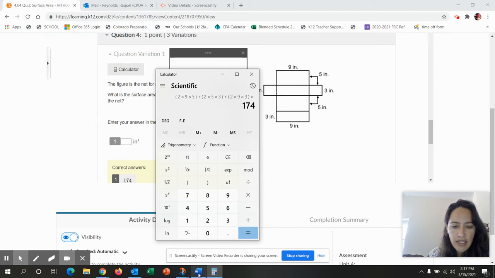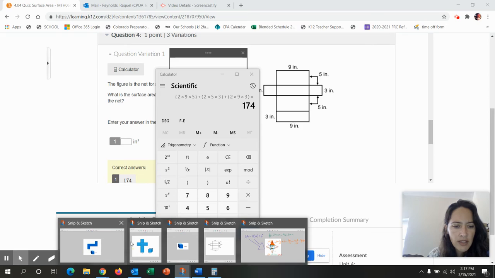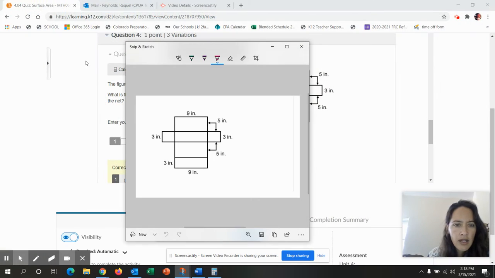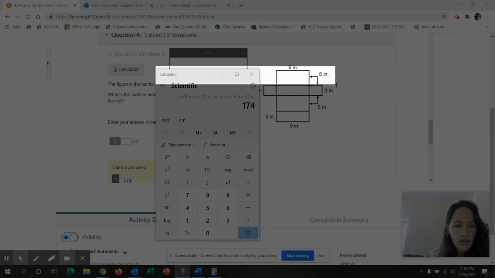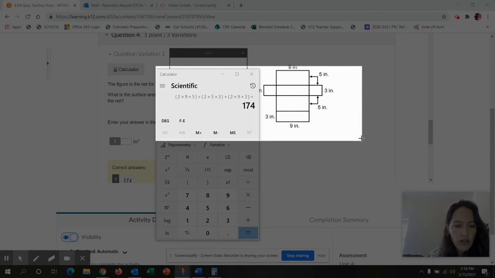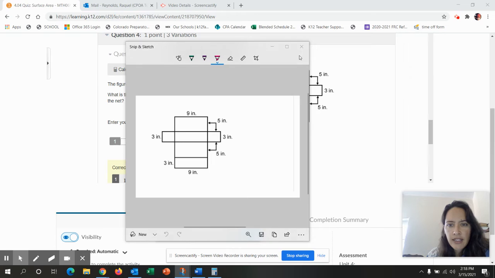This calculator doesn't have parentheses, but let's take a screenshot of this, even though I have it right here. I want to take another one so you can see what happened. Oops. Well, it's okay. All right, let's work on this one.